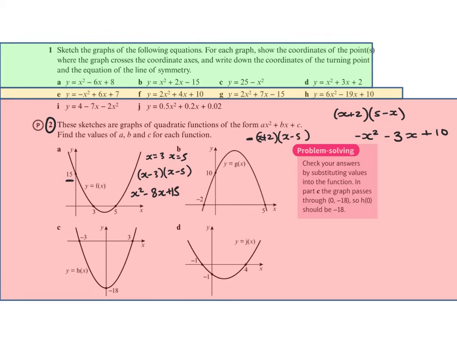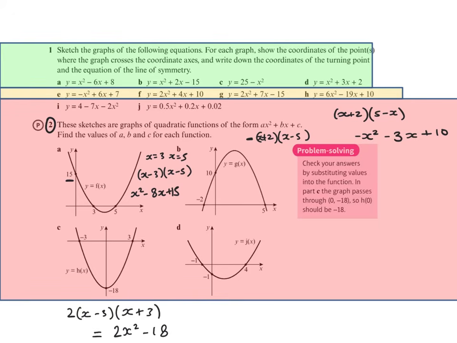Right, the next one, it's 3 and minus 3. So you're going to have x minus 3, x plus 3, which is the difference of two squares. So we're going to get x squared. But that doesn't give us minus 18, does it? No. So why does that not give us minus 18? Because this is actually an enlargement. So we need to put a 2 on the outside. So we're going to have 2x squared minus 18.